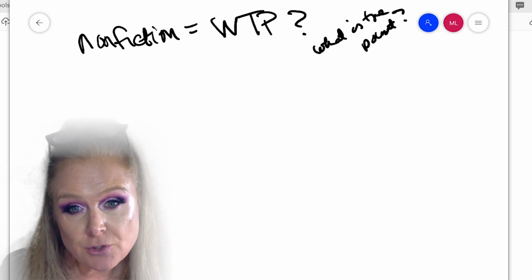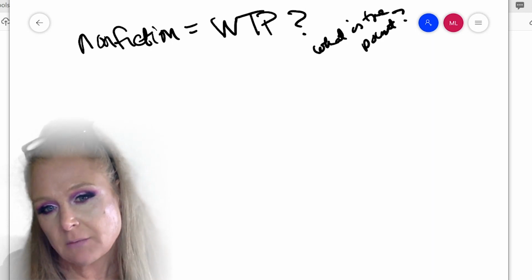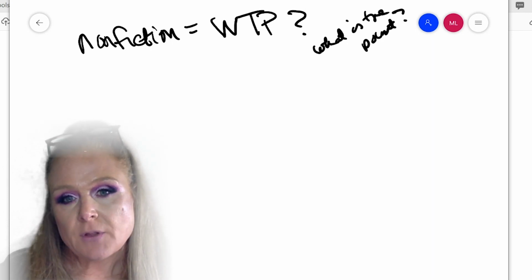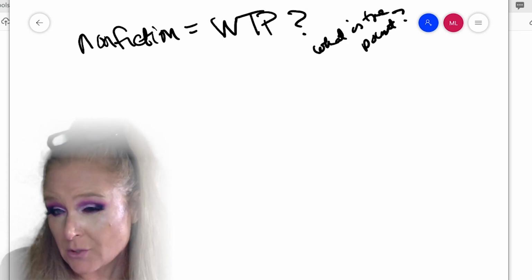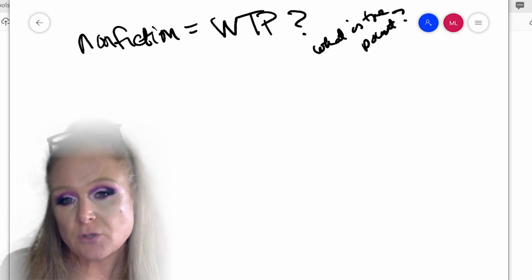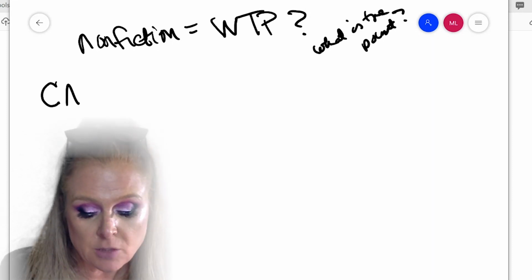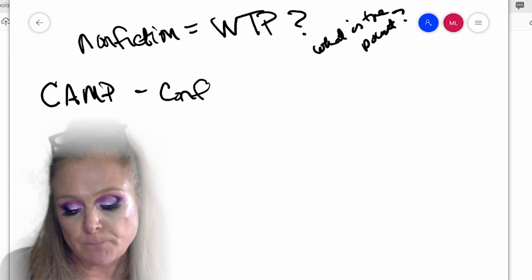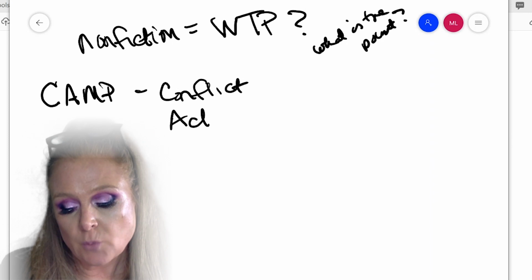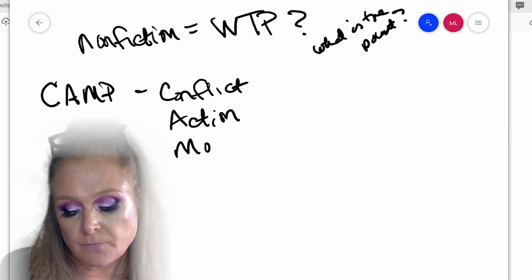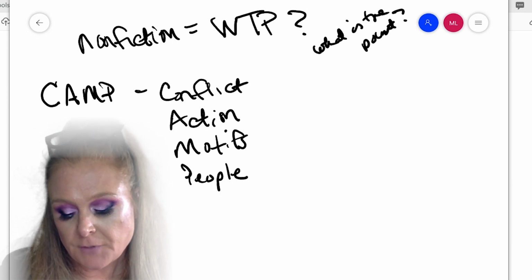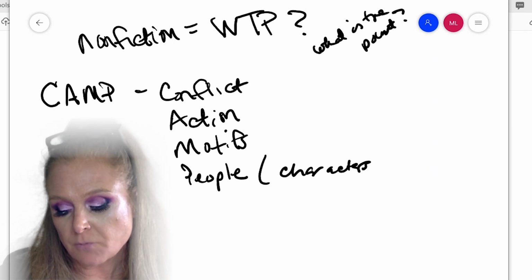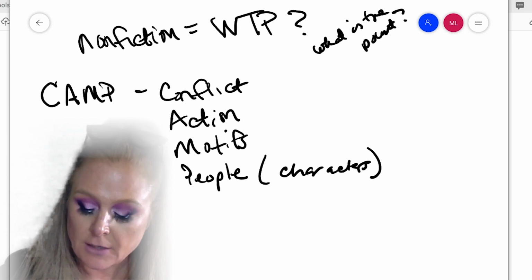However, when you're reading a really good story, you might not really stop to annotate with everything. You might be reading a difficult story and you might need to annotate more. But there are certain things you want to focus on. And those things that you want to focus on with fiction are CAMP: conflict, action, motifs, and people or the characters, right? Because stories are usually about characters.